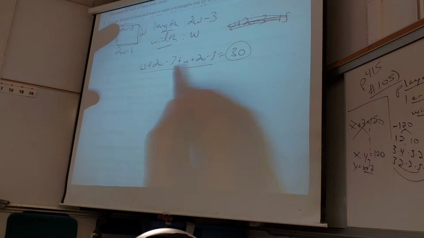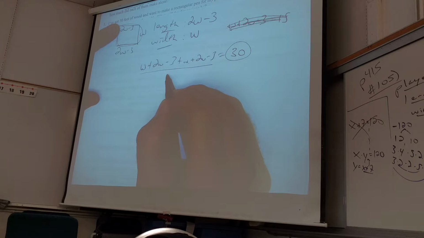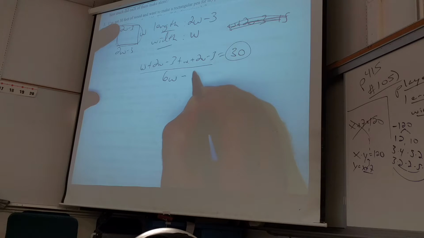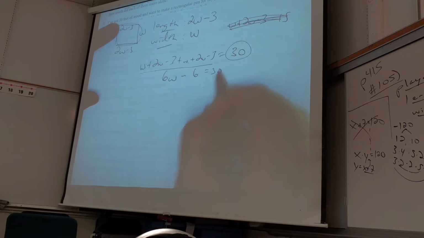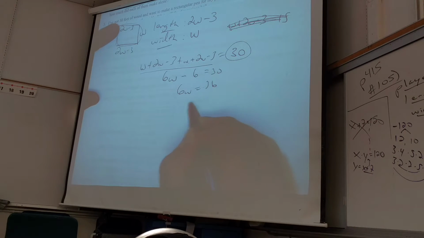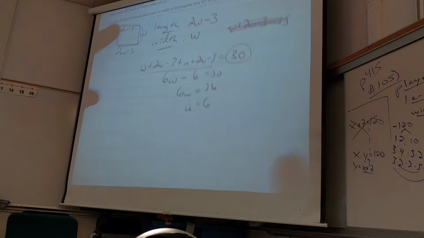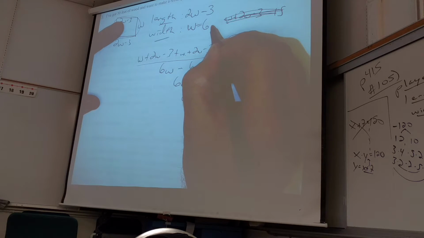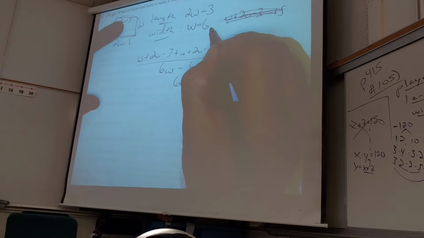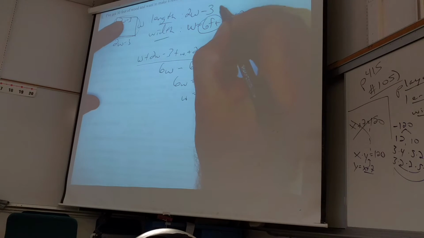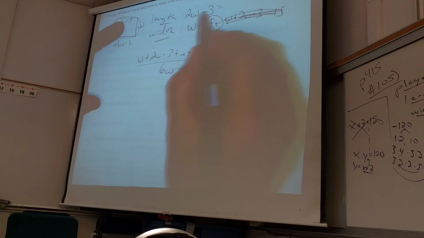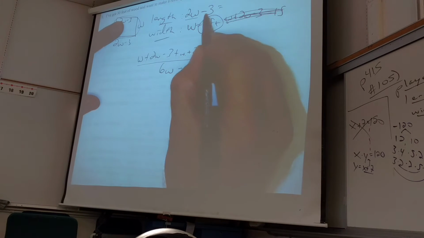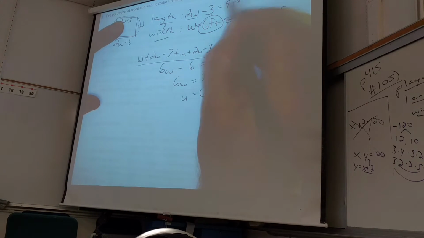And now it should be relatively easy, right? How many W's you got here? 6W minus 6 is 30. Add the 6. Divide by 6. There's a lot of 6's. So the width is 6 feet. Okay. And the length is twice 6 is 12 minus 3 is 9.